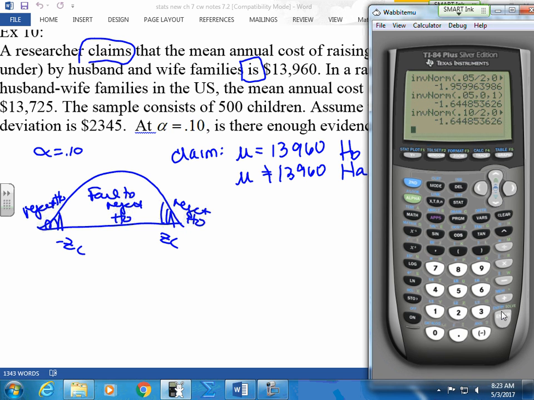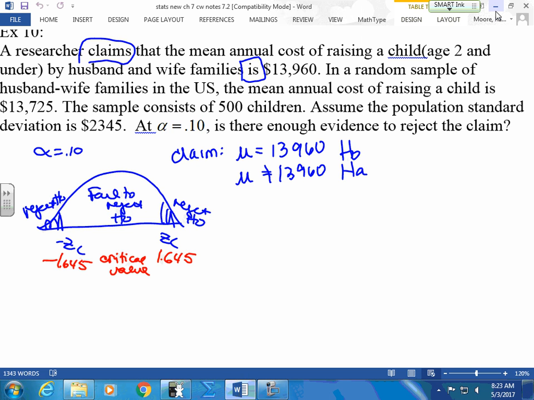And I'm going to paste. So this guy is going to give me negative 1.645. So this guy's going to give me positive 1.645. These are called my critical values. So that's why I write Zc, a z-score for a critical value. Okay, so now I should have some test information so I can test this. Here's my test.